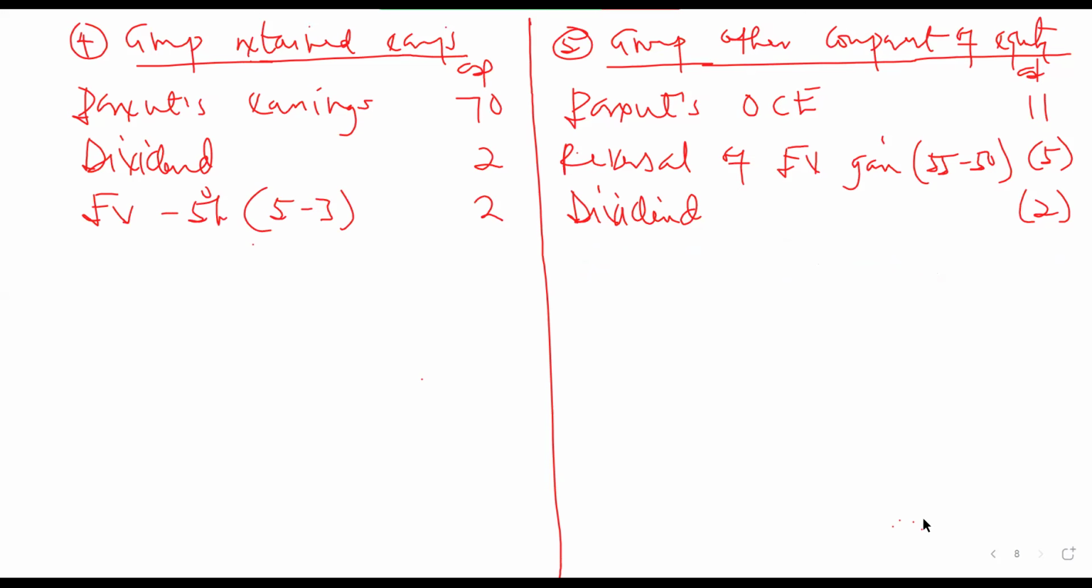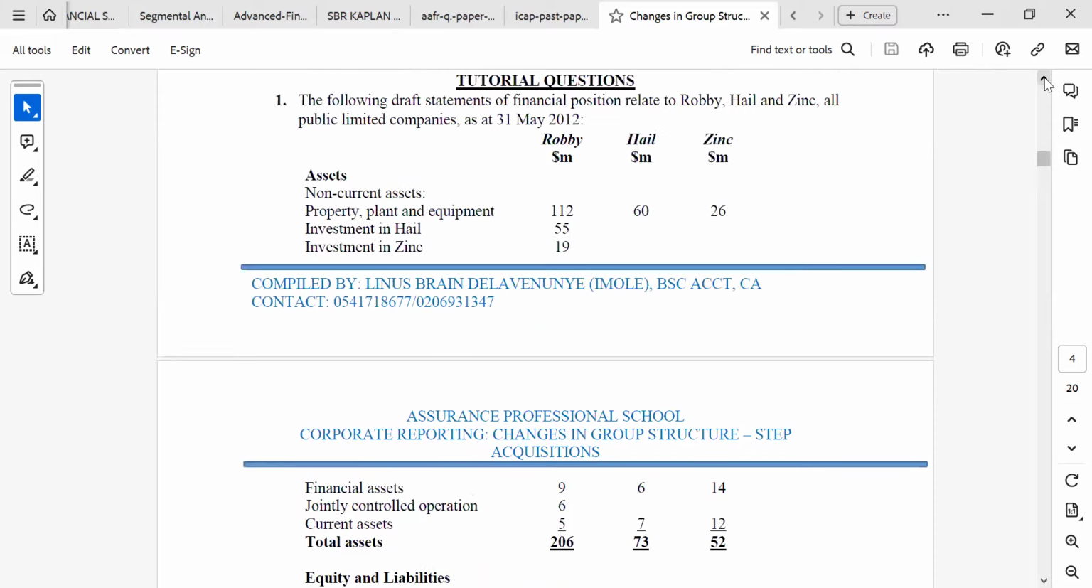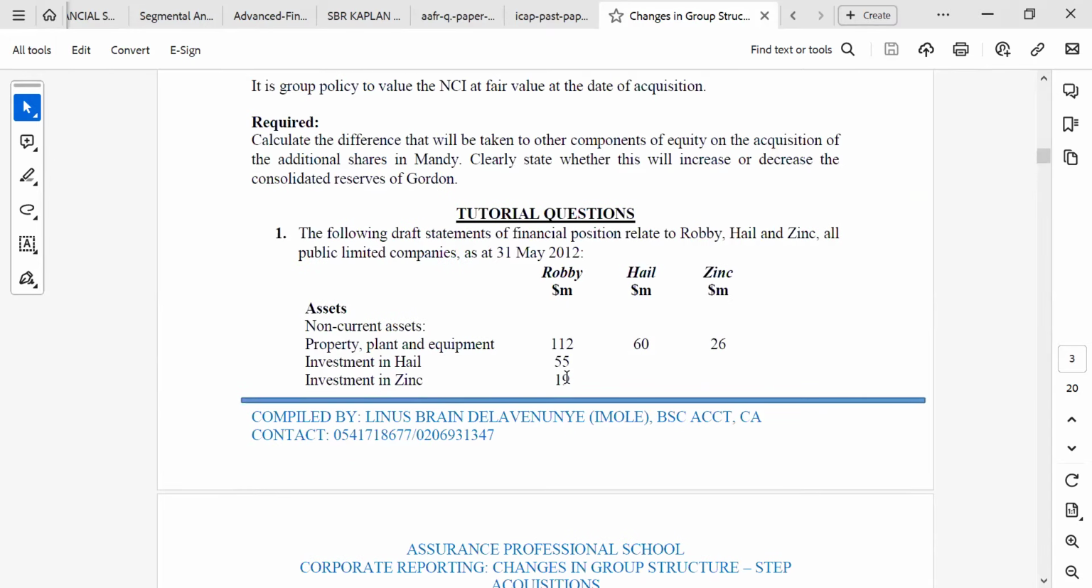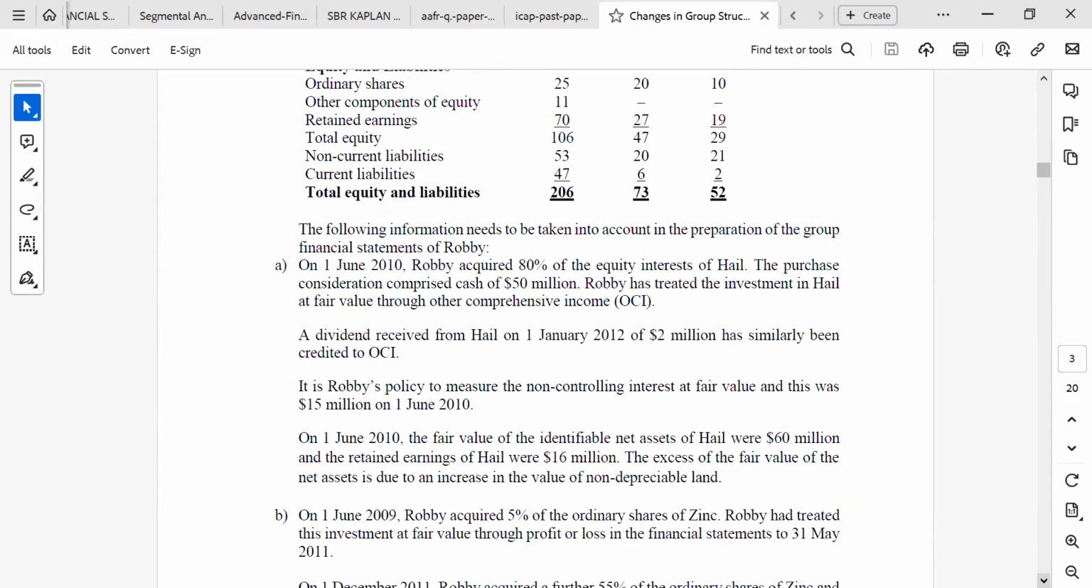So, yes, the question is giving you the consideration paid. The 5%, we purchased for 2 million, and the additional shares is 16 million. So our investment in Zinc should be 18 million. But the figure that we have over there is 19 million. So the investment in Zinc is 19 million; it should have been 18 million. You can see that there is an increase of 1 million.